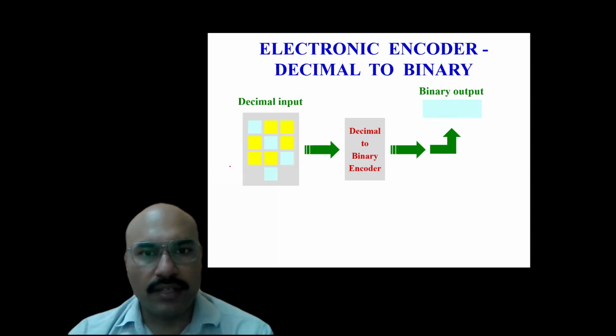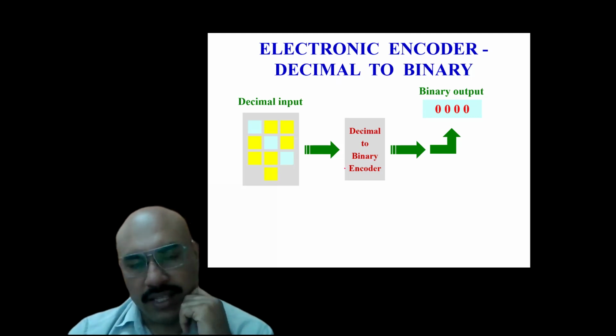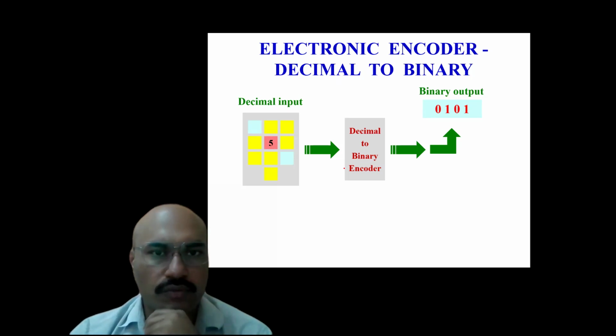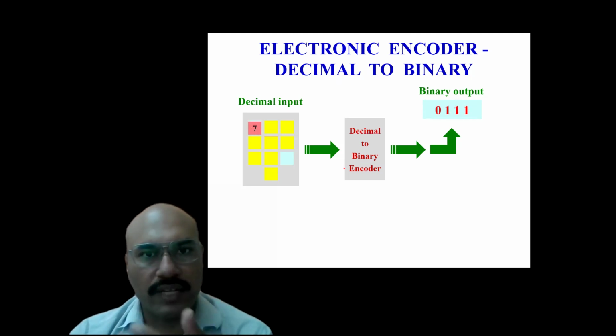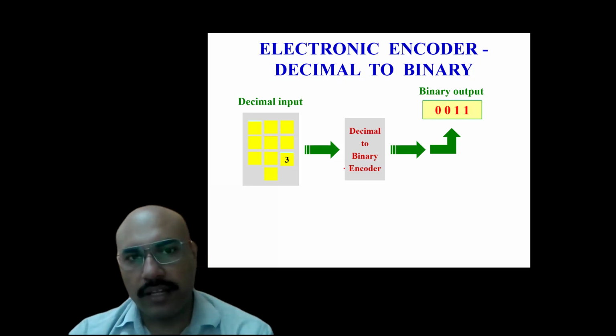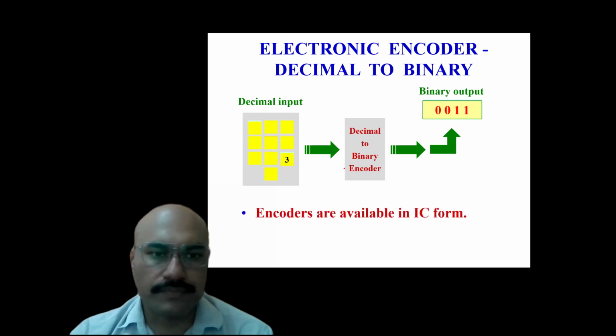If you provide any decimal, it will be given directly as output in binary form. Suppose the decimal number 0 is there, so you will get the binary output 0000. And if another number, 5, is there, then you will get the output 0101. Similarly, whatever number you press, either 7, so you will get the result for 7, or if you press 3, you will get the result in binary form. So these are the encoders through which you can convert any decimal number to a binary number in physical form.